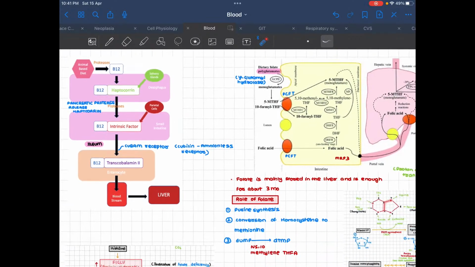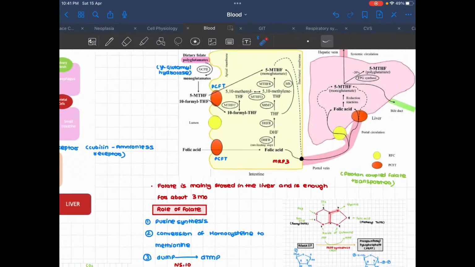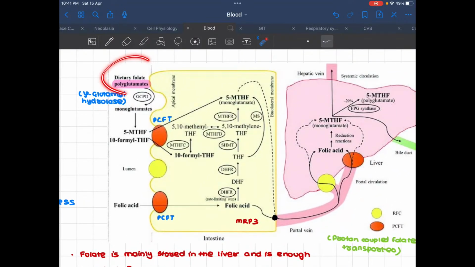ठीक है, so this is your B12 transport. And what about your B9 transport? B9 transport ऐसे है because जो आप dietary folate consume करते हो, that is in the form of your polyglutamates. ठीक है, dietary folate polyglutamates हम उसे कहते हैं.